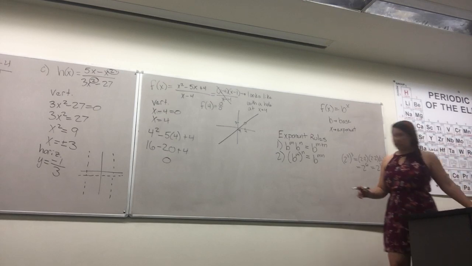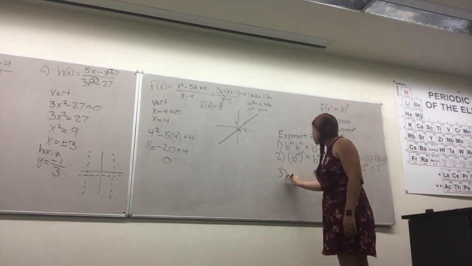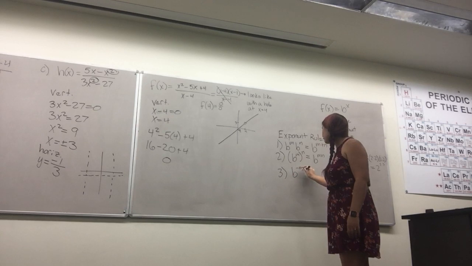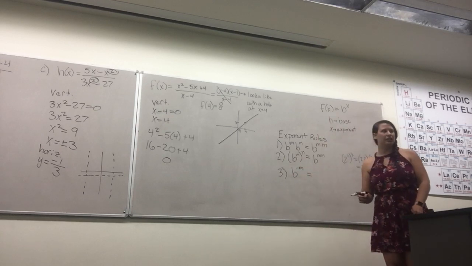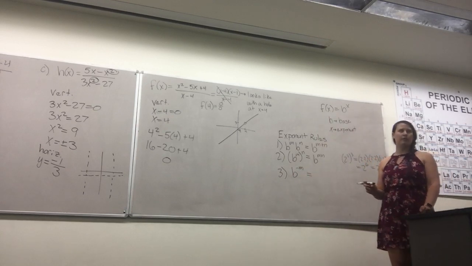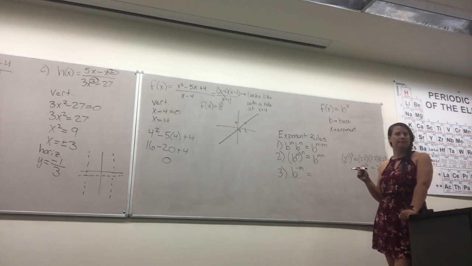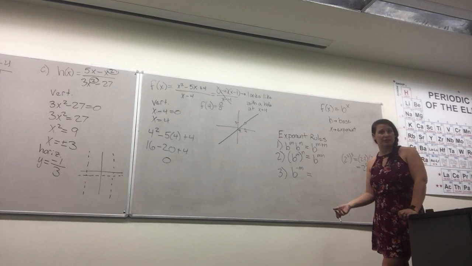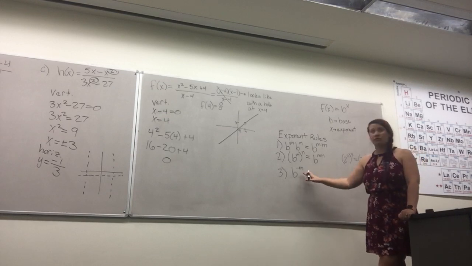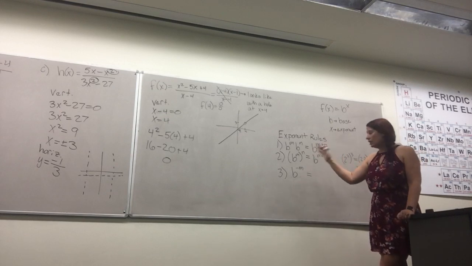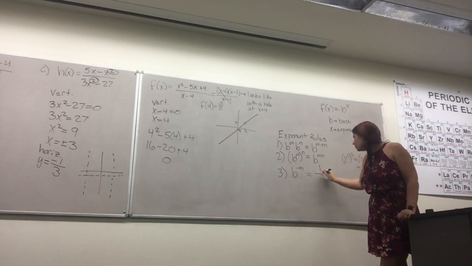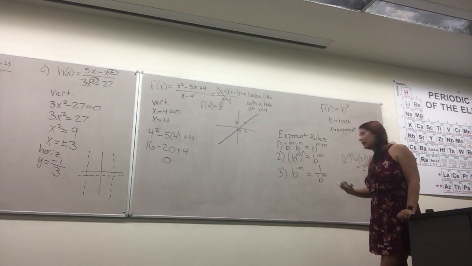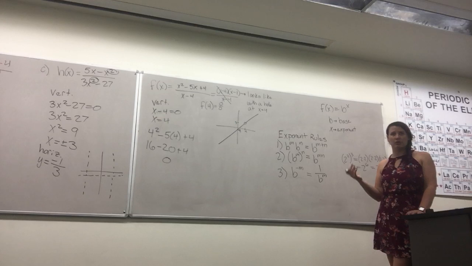Okay, then, third property, if we have b to the negative m, what does that do? We want a positive exponent. We flip it, we move it to the other part of the fraction. So if this was in the denominator, we move it up to the top. If it's in the numerator like it is, we move it to the bottom, exactly as it is. Just 1 over b to the m.